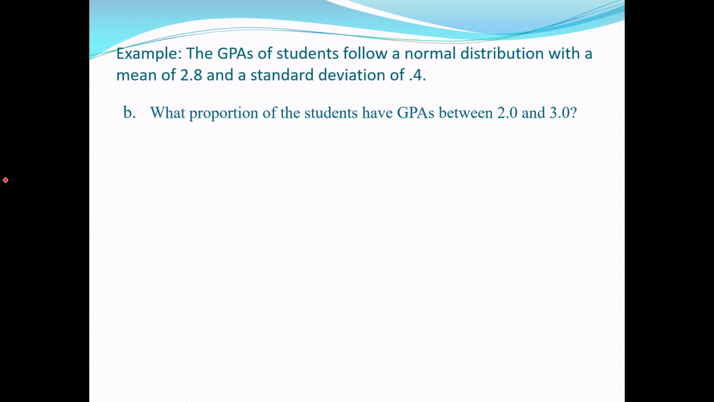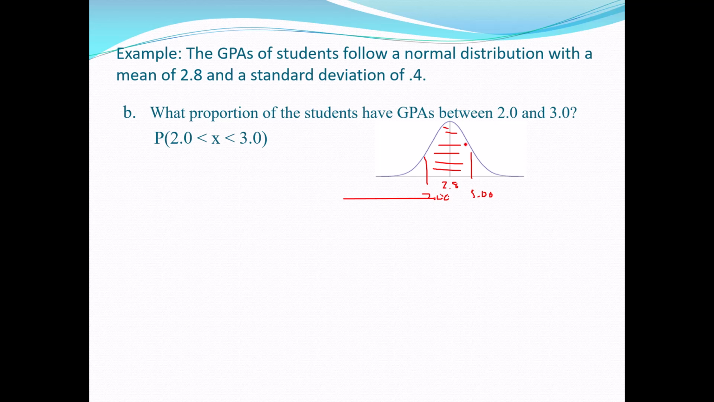Let's take a look at another one. What proportion of the students have GPAs between 2 and 3? Again, 2.8 is the mean, so I'll put that in the middle here. 2 falls over here. 3 falls over here. This is the value 2.00. This is the value 3.00. We want the probability in between. We've seen in between probabilities before. We need the cumulative probability for the 3 minus the cumulative probability for the 2.